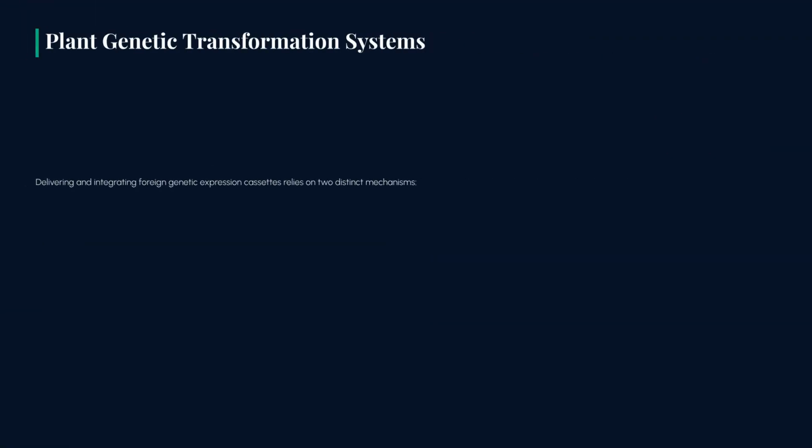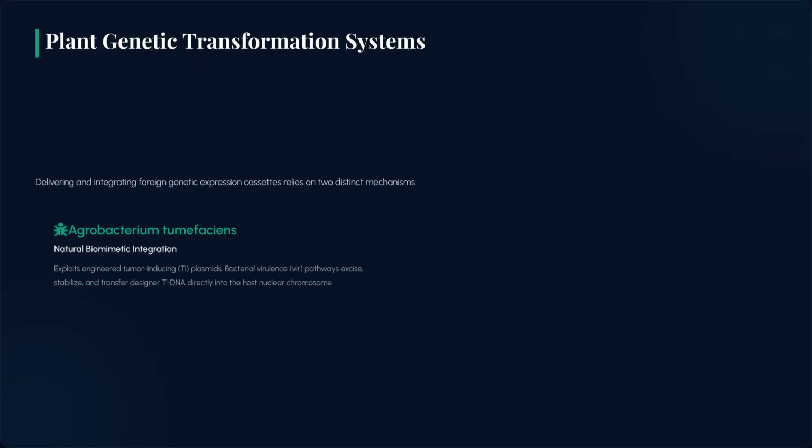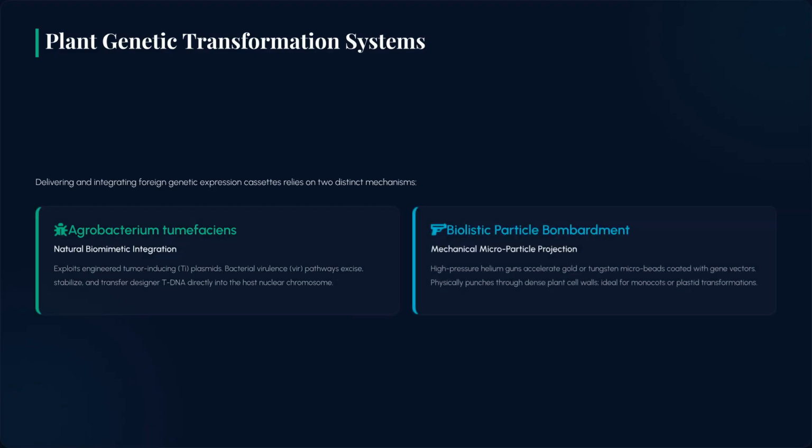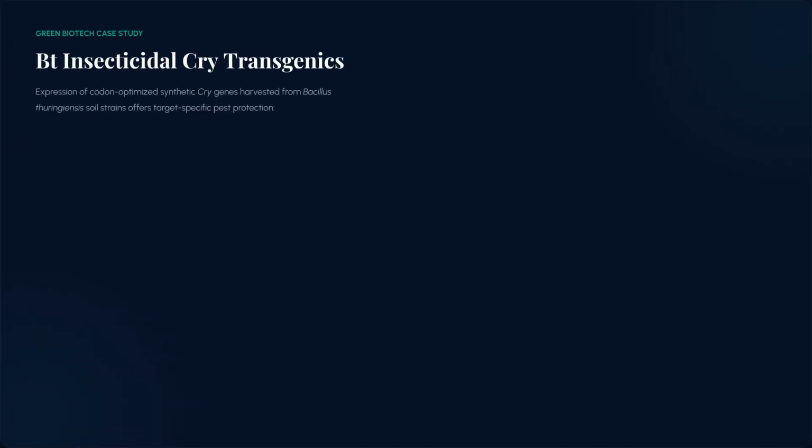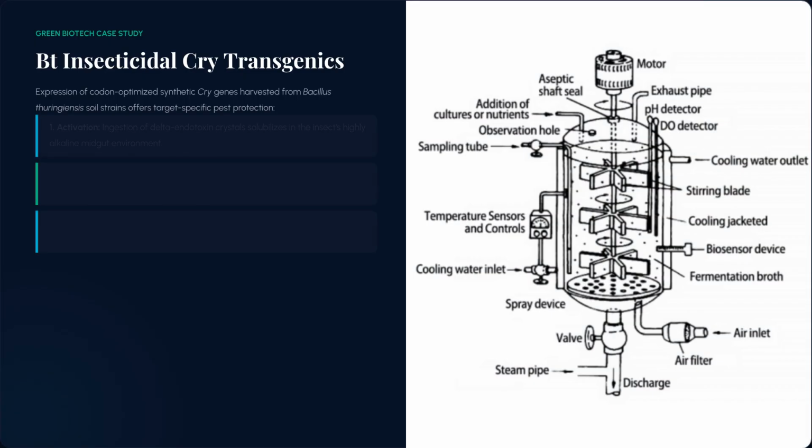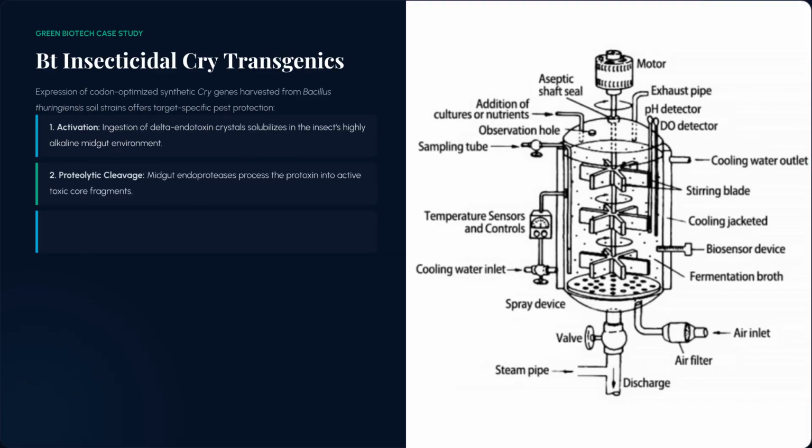Plant genetic transformation systems include Agrobacterium tumefaciens, utilizing bacterial mimicry for integration, and biolistic particle bombardment, using high-pressure helium guns to shoot gene-coded microbeads into cells. In the realm of green biotech, Bt insecticidal transgenics provide pest protection. The process involves three steps: activation, proteolytic cleavage, and lysis. In lysis, the toxins form lytic pores that disrupt osmotic homeostasis.